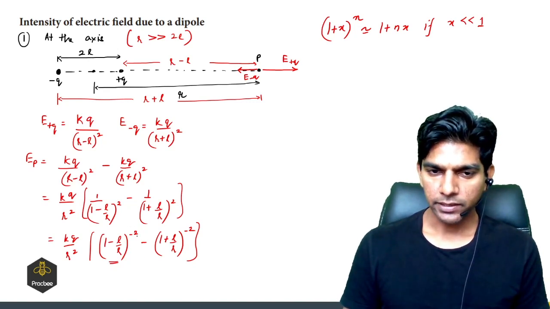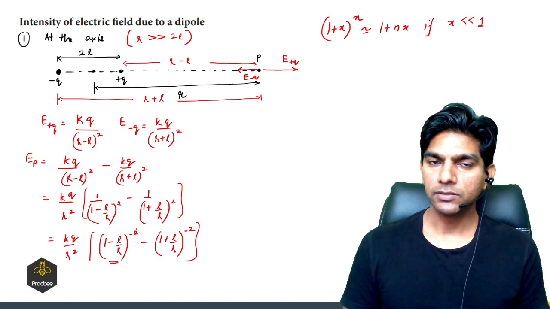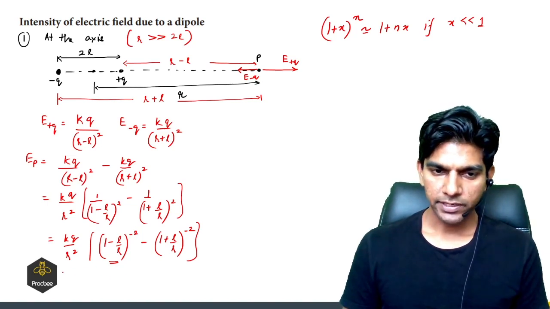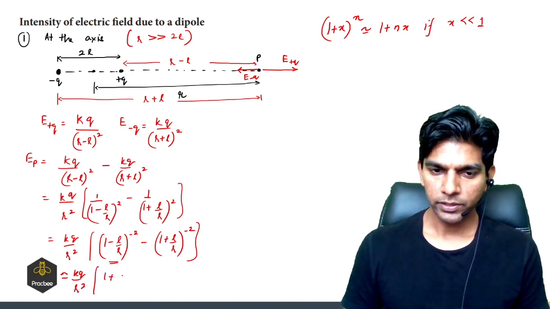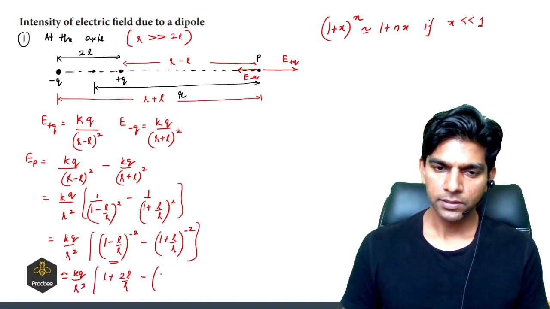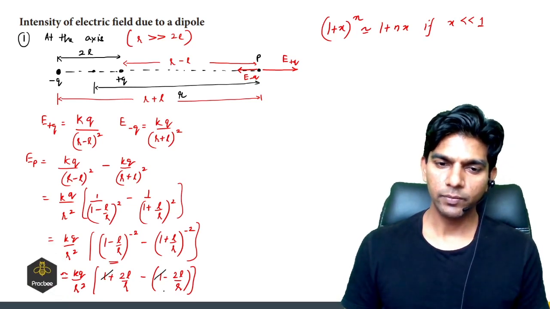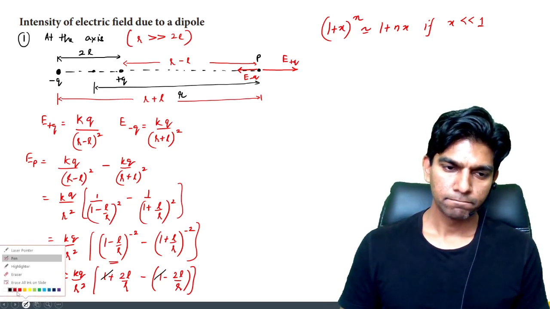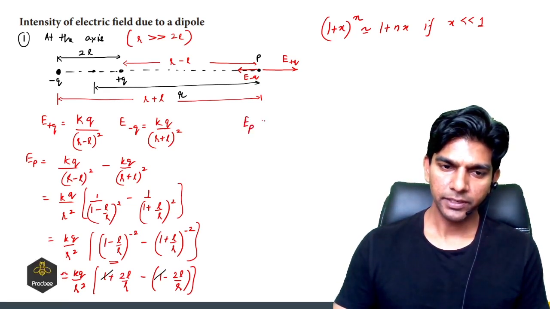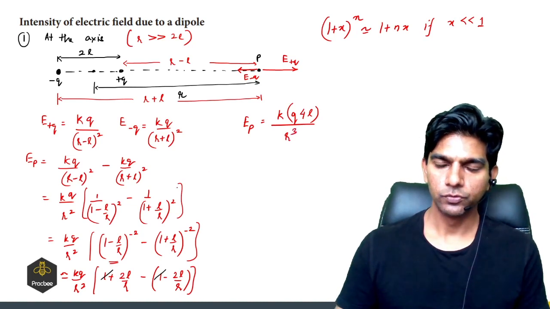So I can take this exponent and multiply it with L by R. So this electric field will be nearly equal to KQ by R square times 1 plus 2L by R minus 1 minus 2L by R. Right? So in this bracket, the 1 will get cancelled out and we will have 4L by R. So we can say the electric field at P will be KQ times 4L divided by R cube.